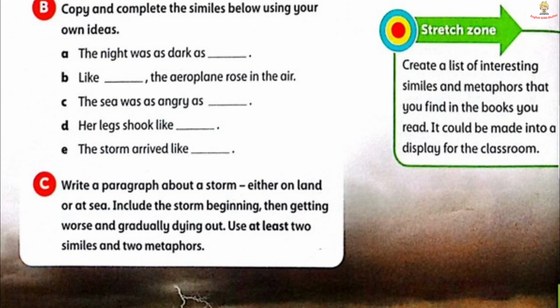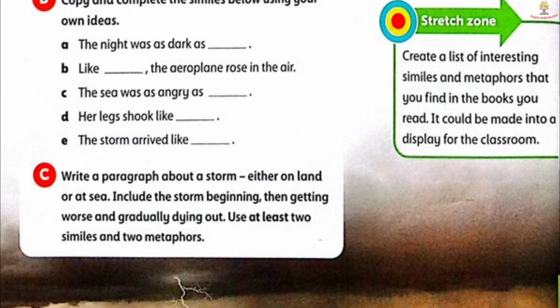Part C, write a paragraph about a storm either on land or at sea. Include the storm beginning, then getting worse and gradually dying out. Use at least two similes and two metaphors. So you have to write a paragraph. Here is the paragraph. There is a stretch zone on the page. Create a list of interesting similes and metaphors that you find in the book you read. It could be made into a display for the classroom. So you can do it in the classroom.